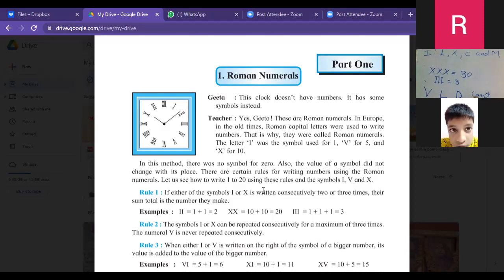Is it clear? Yes, teacher. Okay. Have you written this rule 1 in your notebook? Yes, teacher. That I, X, C and M can be repeated up to 3 times. V, L, D cannot be repeated. Clear? Shall we move further? Yes, teacher. Okay, very good. Now see.